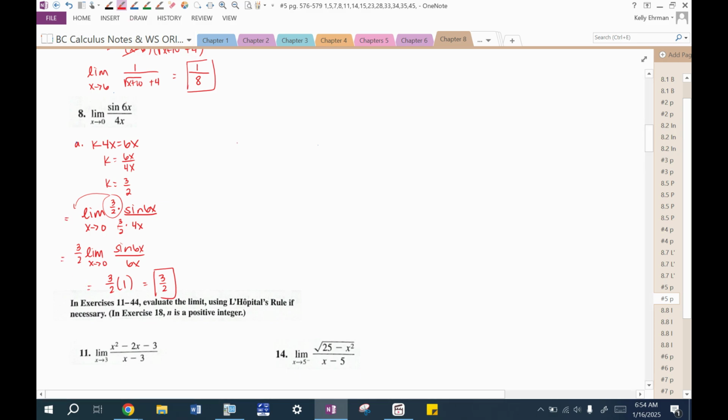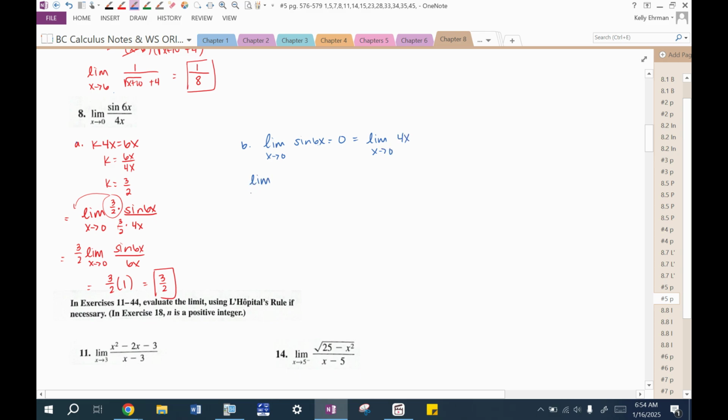All right, so what if we use L'Hopital's? Because that would be a lot easier. So first show your limits. The limit as x approaches 0 of sine of 6x. The sine of 0 is 0. And that equals the limit as x approaches 0 of 4x.